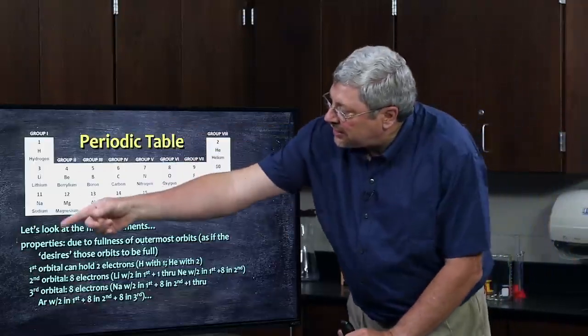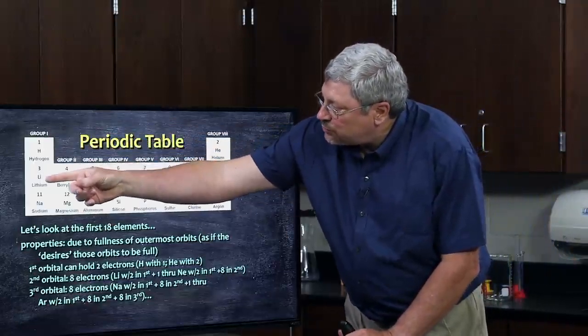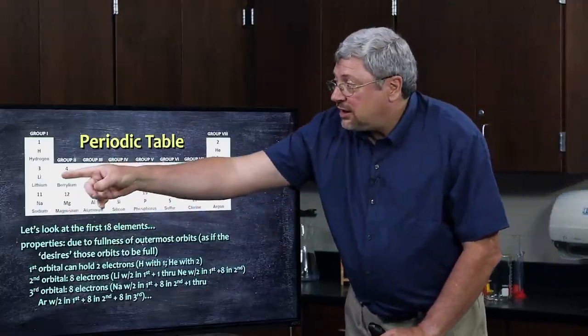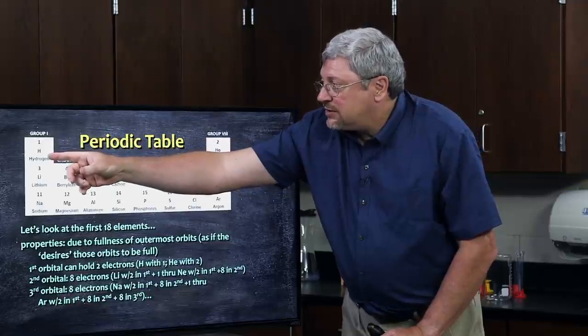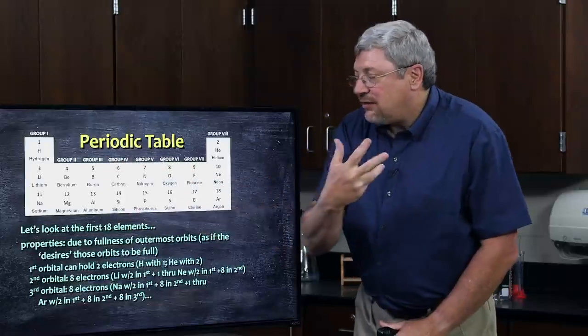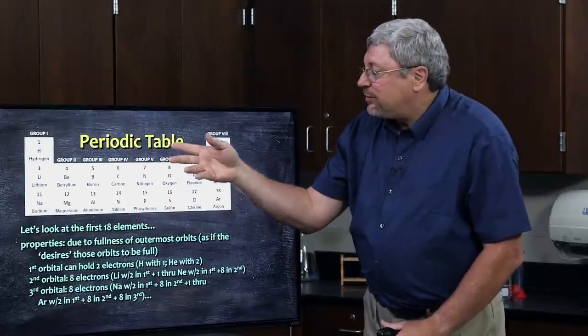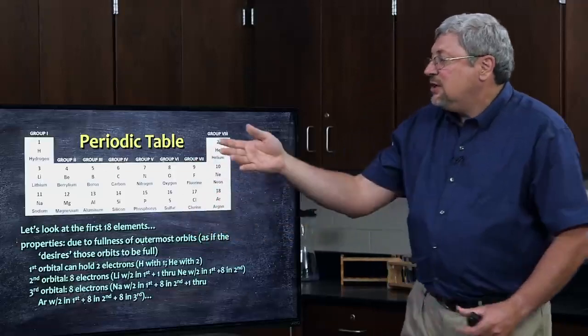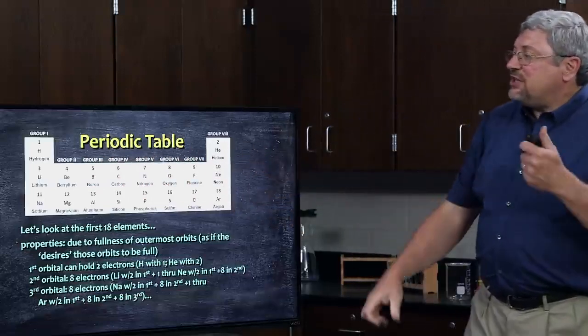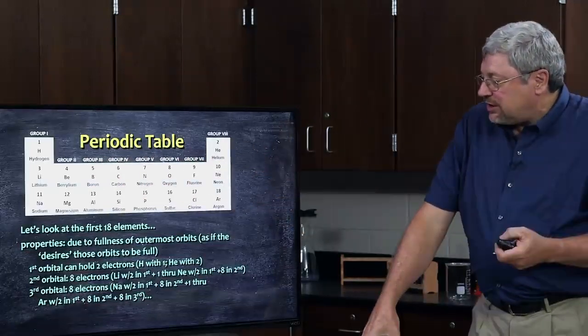We call these columns groups. Group 1 is one where the outermost row of seats has only 1 electron. So group 1 atoms like hydrogen, lithium, and sodium have a single electron in the outermost set of seats. Group 2 have 2 electrons in the outermost row. Group 3 have 3 in the outermost row. Group 4, 4. Group 5 have 5. Group 6 have 6. Group 7 have 7. And Group 8 have the 8 seats of the second or third row completely full.